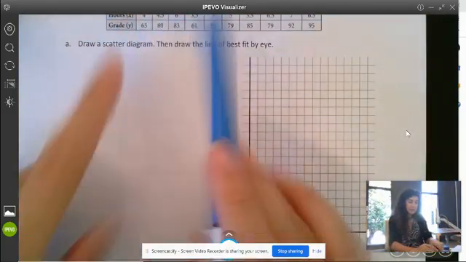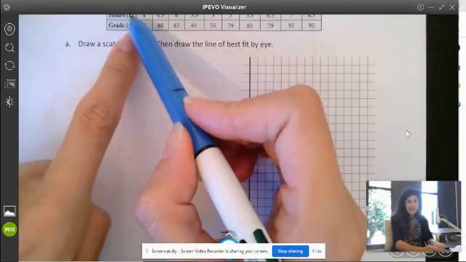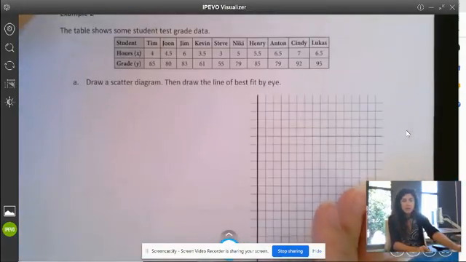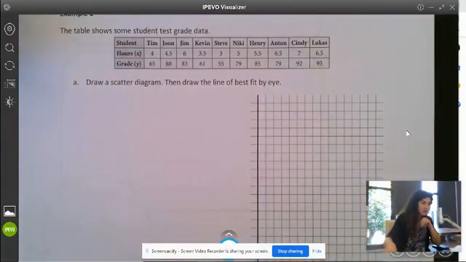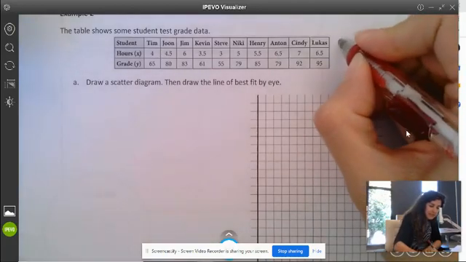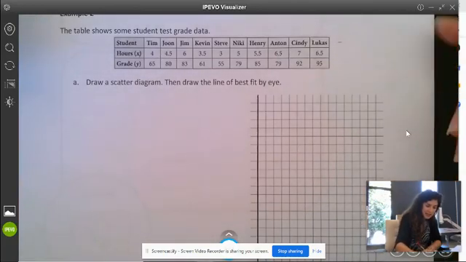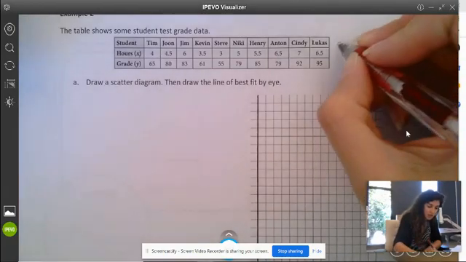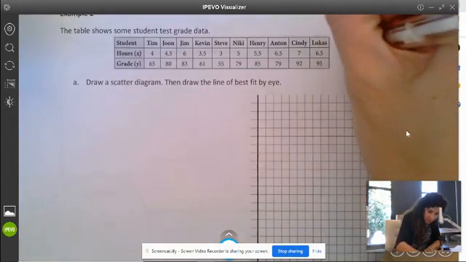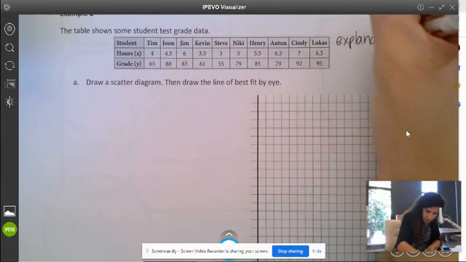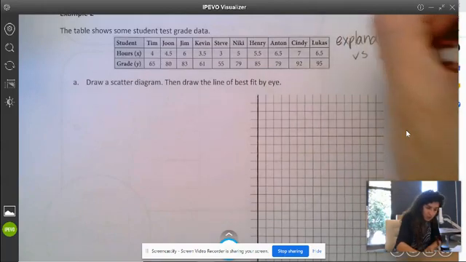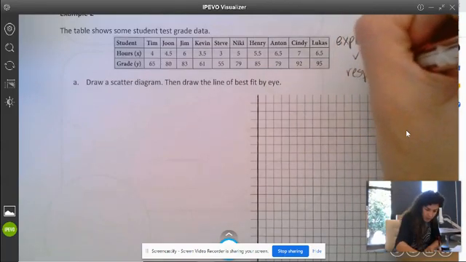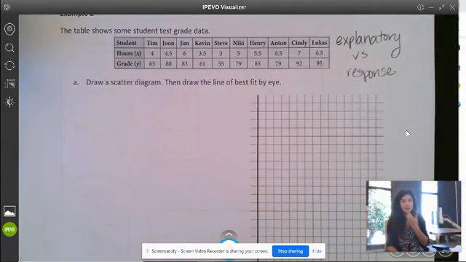Our x-axis is going to be hours. It does tell us that it is x. Your textbook talks about something called explanatory versus response variable. It's just yet another way to talk about dependent versus independent.